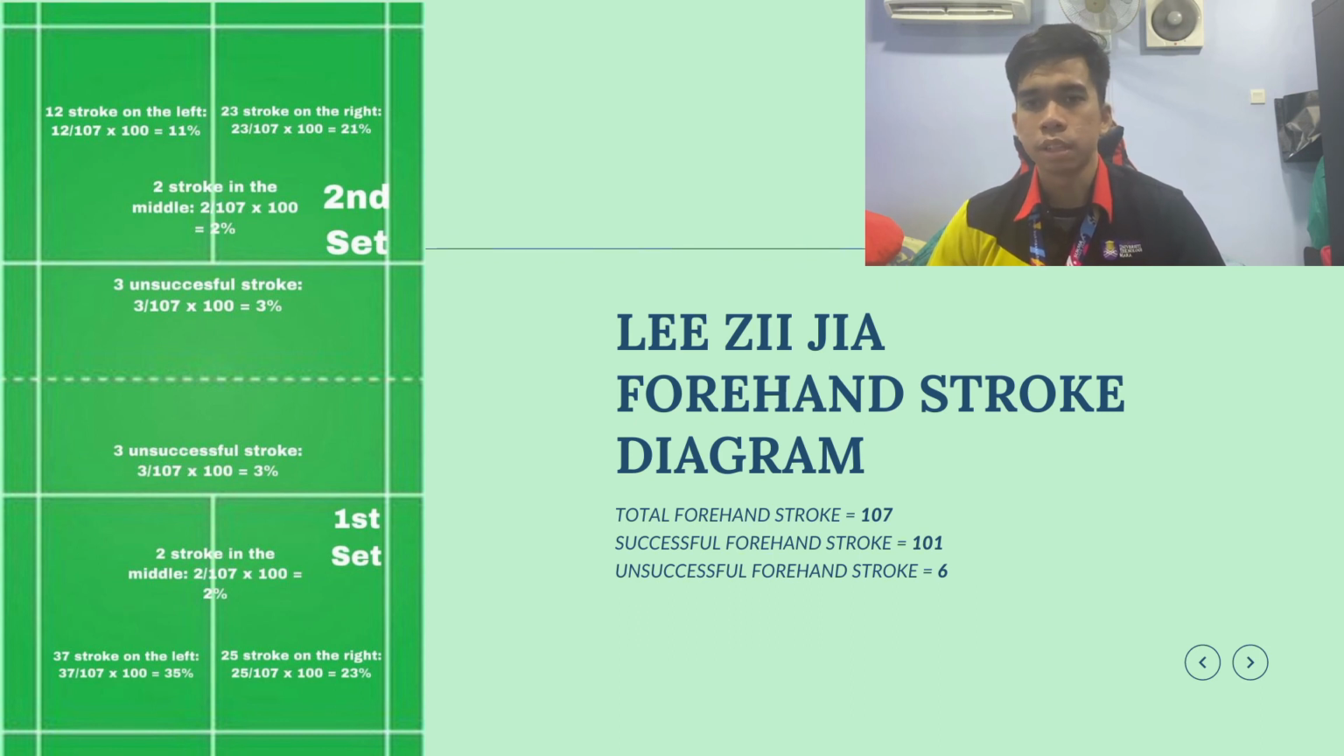Now, let's discuss the second set. On the second set, we can see on the right-hand side there are 23 successful strokes, which brings us to 21%. On the left side of the court, you can see 12 strokes with 11% of success. And in the middle, there are 2 successful strokes with a percentage of 2%. And in the second set, the unsuccessful strokes made by Lizizia are 3, which equals 3%. So the total forehand strokes executed by Lizizia is 107, with 101 successful forehand strokes and 6 unsuccessful forehand strokes.